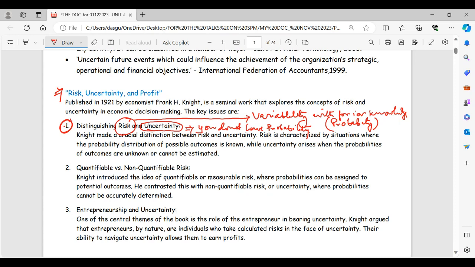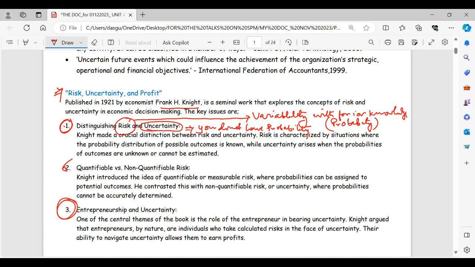Now the understanding is why risk, uncertainty, and profit. The point is that it is basically the entrepreneurial skill to deal in situations of uncertainty. Risk anybody can deal in, because you know that you have a probability of happening, so you can deal with it. So Frank Knight's main perspective was that entrepreneurship is all about understanding uncertainty and how you can take very appropriate decisions under conditions of uncertainty.